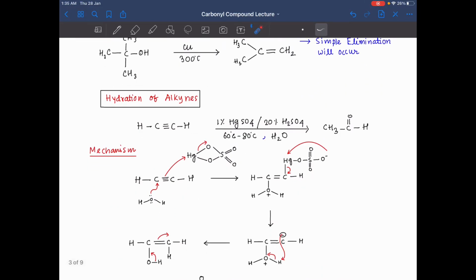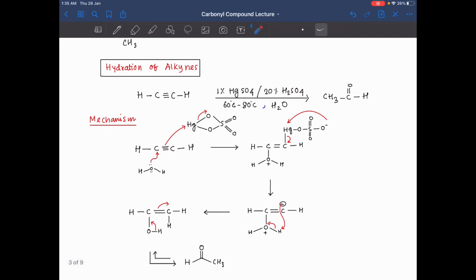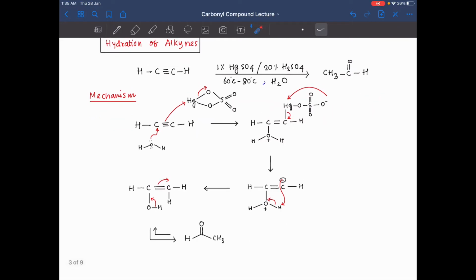From the hydration of alkyne we can also get the carbonyl compound. If we do the hydration of this alkyne in the presence of HgSO4 and 20% H2SO4 at 60 to 80 degree centigrade temperature, basically addition of water happens here, and that will produce acetaldehyde. See the mechanism. The lone pair on the oxygen of the water molecule will attack this carbon, one of the C-C bonds breaks, and that will produce this intermediate.